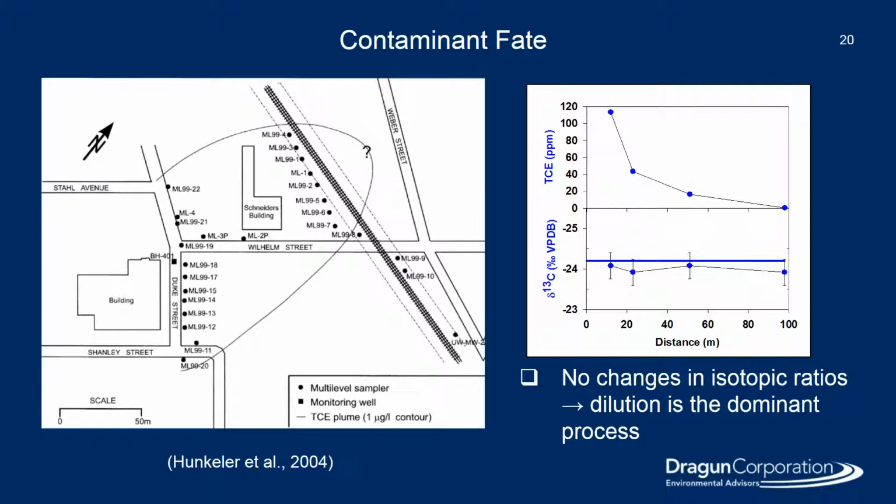As you can see, concentration decreases with distance from the source, but isotopic signatures remain the same. Therefore, dilution is the main process in this site, and no reactive processes such as biodegradation are happening. I will explain in the next slide how biodegradation affects isotopic signatures.